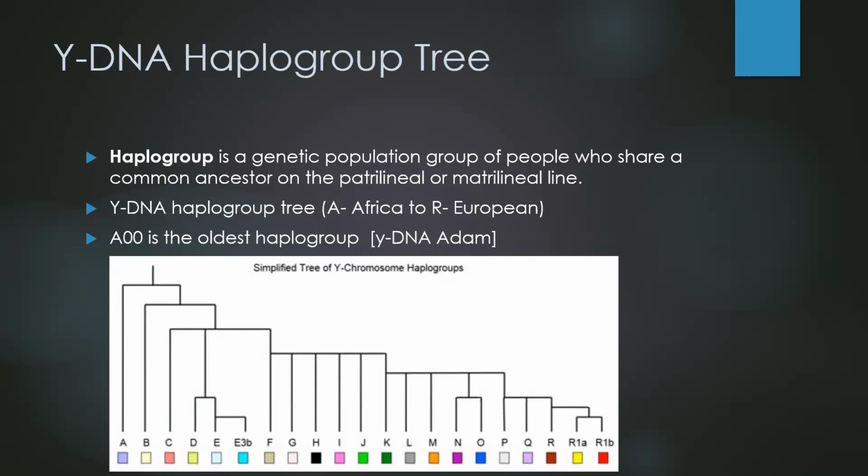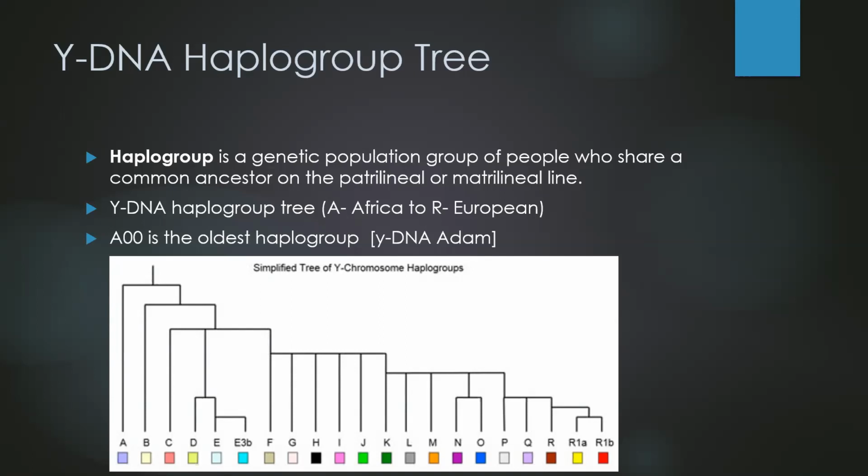So a haplogroup is a genetic population of people who share a common ancestor, and there is a patrilineal and a matrilineal line. This is showing the Y DNA, which is the patrilineal. Mitochondrial DNA would show you the matrilineal. So the Y DNA haplotree starts on the left with the group A, and there are other subgroups under A, and it goes all the way to the right, which is more European, UK.